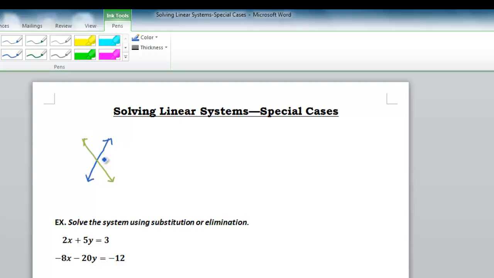So far, all of the systems that we've been solving have been independent systems, two separate lines that crossed in one point. They had one solution. There are two other possible outcomes for solving a system of equations.